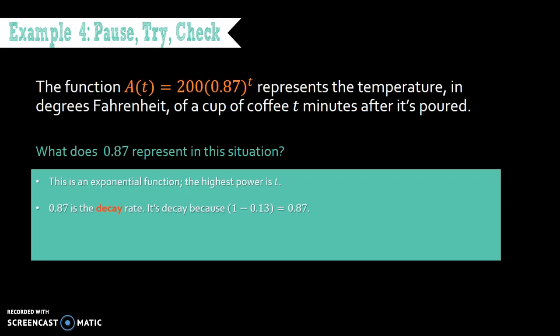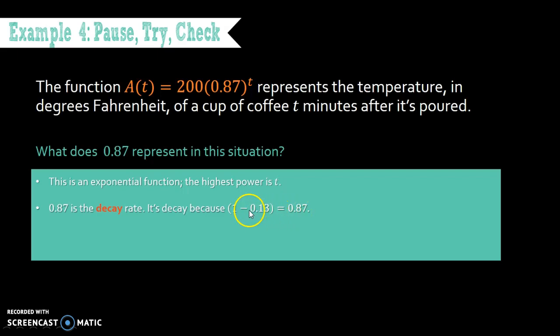That means my temperature is decreasing over time. It's decay also because you could write it like this. 1 minus the 0.13, which would be your rate of change, or 13%. That's what would give us the 0.87 that we see in the parentheses. But remember that your growth and decay functions always start with 1 for 100%, and then you add or subtract a certain rate from that. That's how we're ending up with the 0.87.